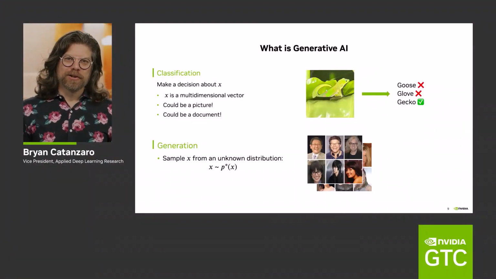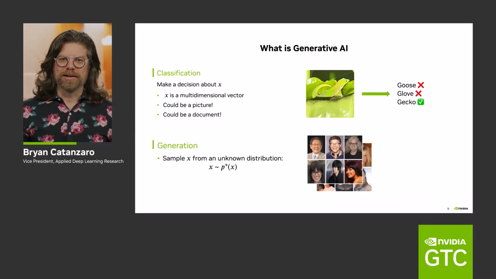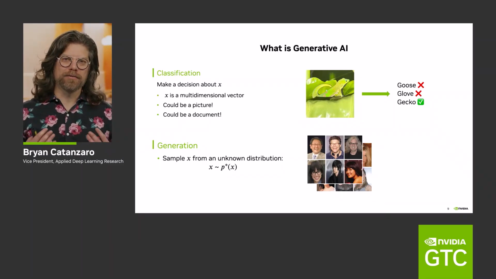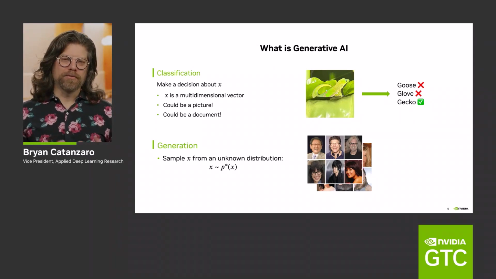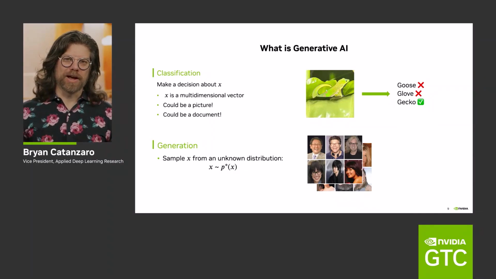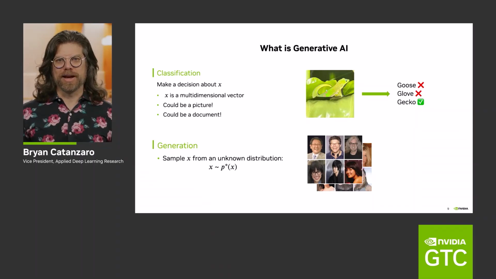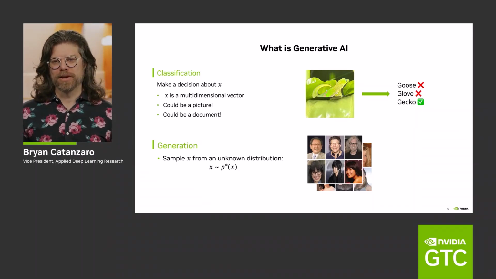So let's talk a little about what is generative AI. When AI first started, we were mostly focused on classification, and the goal of a classification model is to make a decision about something. It could be, for example, classifying a picture. So I have this picture of a gecko, and the goal of the model would be to say, what is in this picture? Is it a goose? Is it a glove? No, it's a gecko.